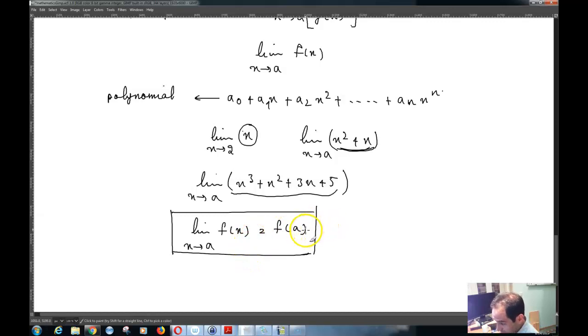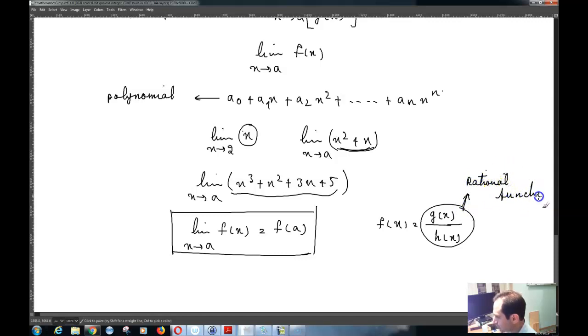And of course, if the function that you want to take the limit of is a rational function, if f of x is equal to, for example, g of x by h of x, this would be called a rational function, simply because it's a ratio of two polynomials.